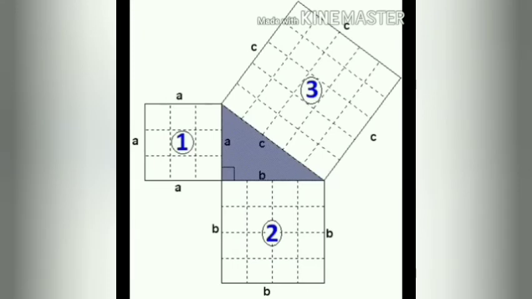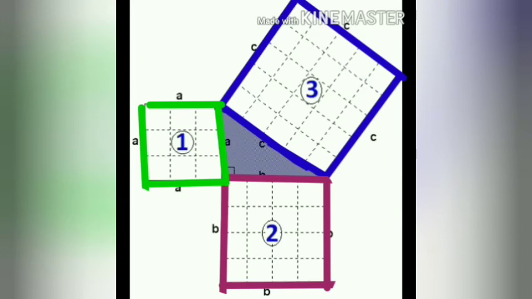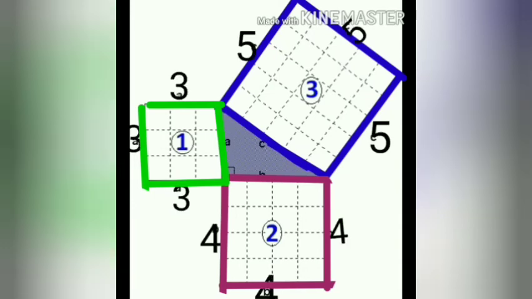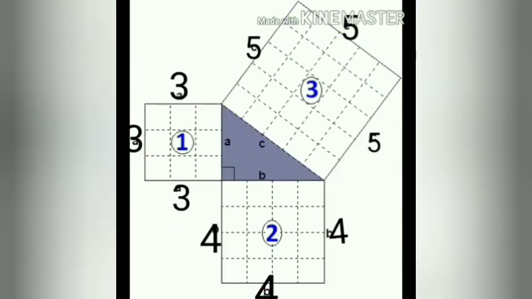Children, now let us prove the Pythagoras property. Here I have taken a right angle triangle. The hypotenuse is C and the other two legs are A and B. Here I constructed a square on the hypotenuse as well as on the two legs. Now let us find the areas. From the figure, the length of the hypotenuse is 5 units and the other two legs are 3 units and 4 units.